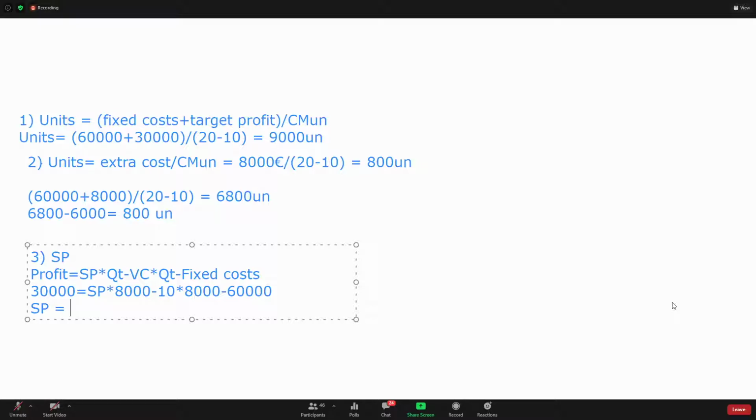The selling price is equal to 21.25 euros. So we know the profit, they tell us a profit of 30,000 euros. They tell us that that profit is for a level of activity of 8,000 units. We know the fixed cost is 60,000, and we know the variable costs. We just want to know the selling price. So we have one unknown only, which is the selling price. Very good. Any questions?